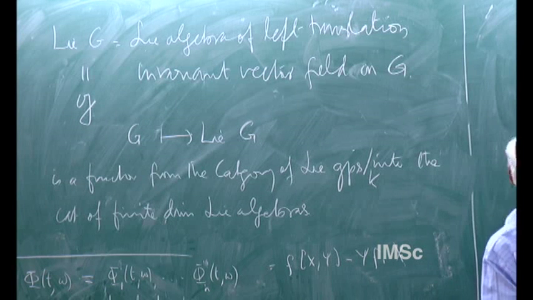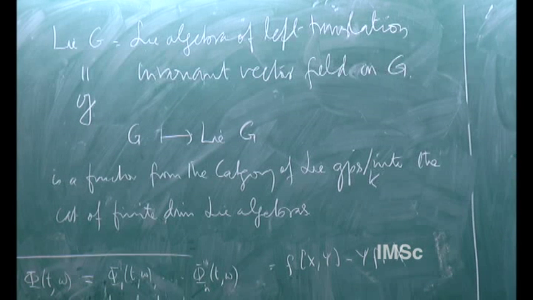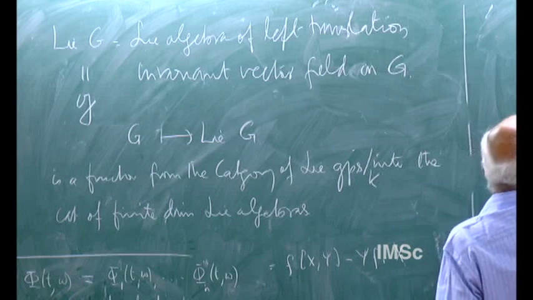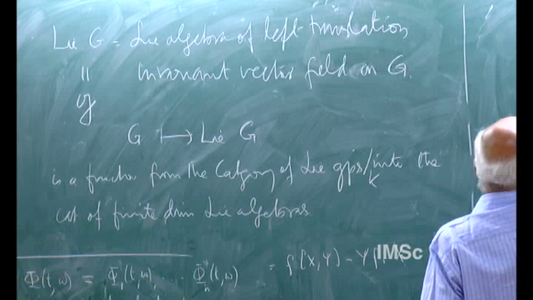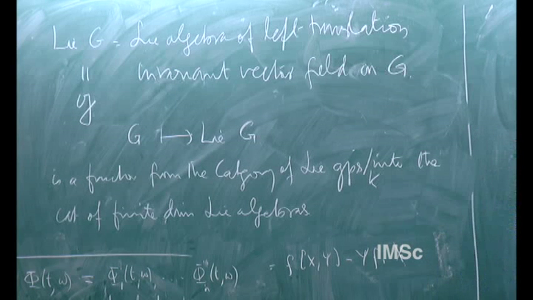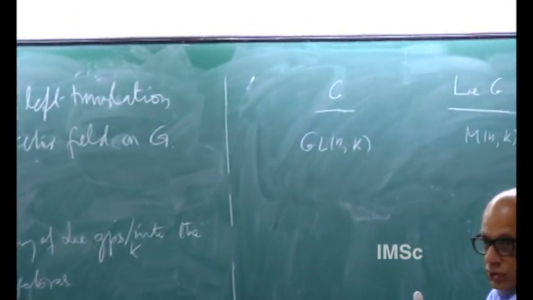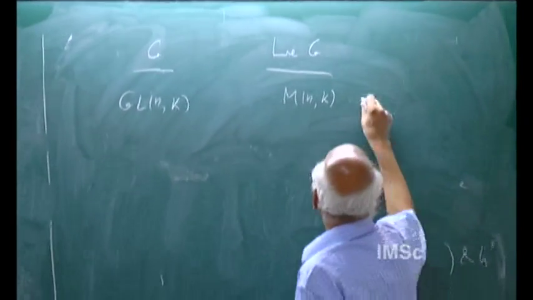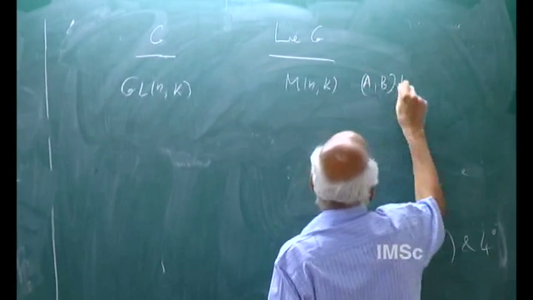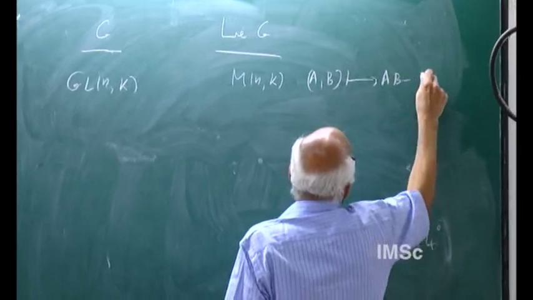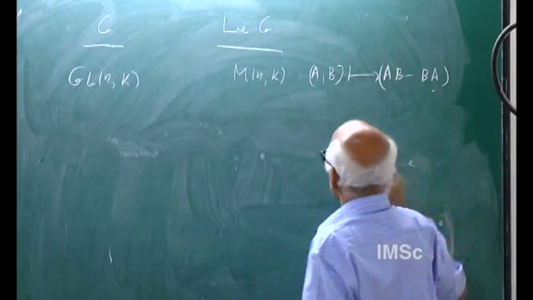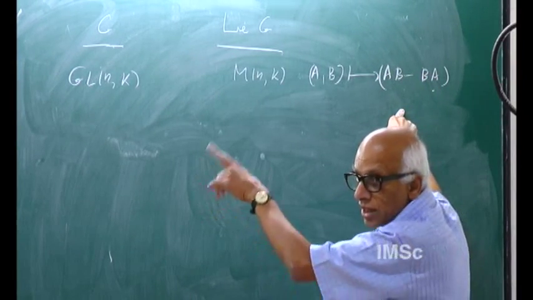So here is G and Lie G. Here the Lie group is GL_n(K). The Lie algebra is M_n(K). The bracket operation: M_n(K) is an associative algebra, and then you can form AB minus BA in the associative algebra. That is the bracket. AB going to AB minus BA is the bracket operation, which you can check satisfies the identities we want.